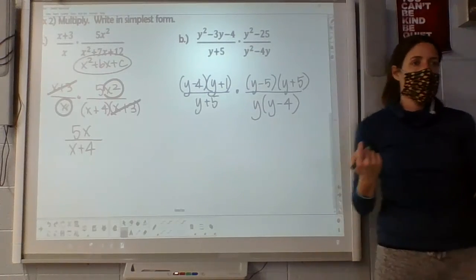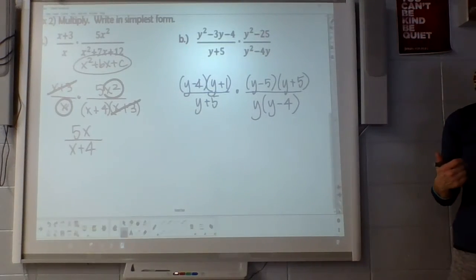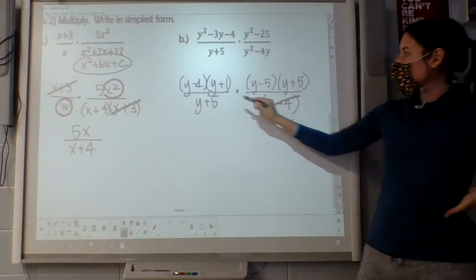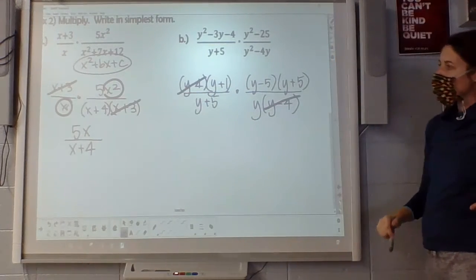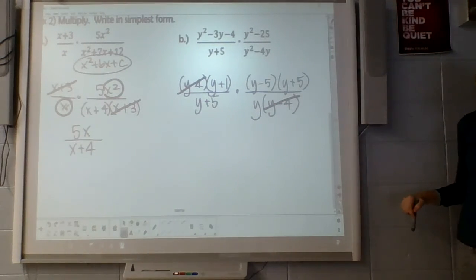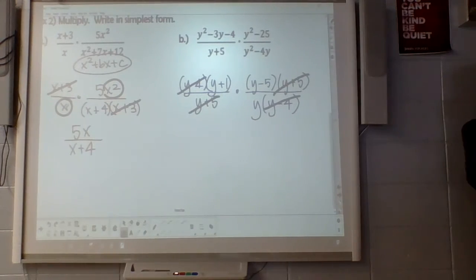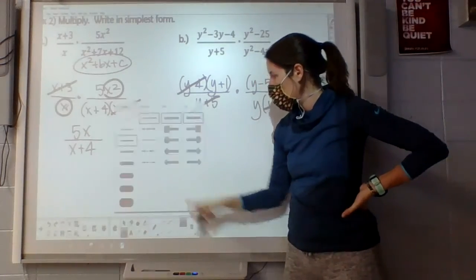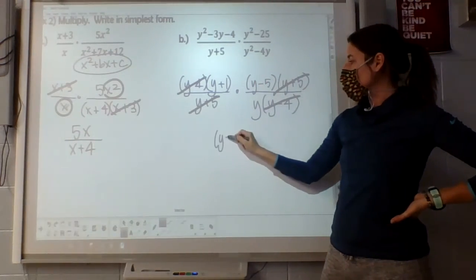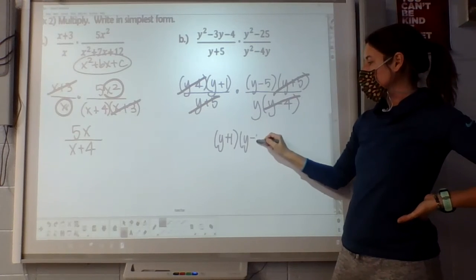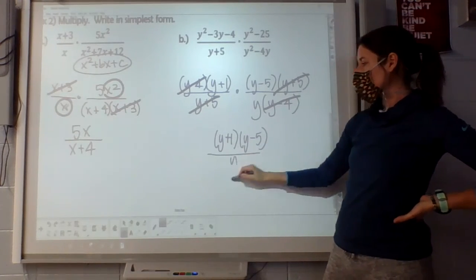So what can cancel? The y minus 4s cancel. What else? Y plus 5 can cancel. I think that's it. So on top we're left with y plus 1, y minus 5. On the bottom we're just left with y.